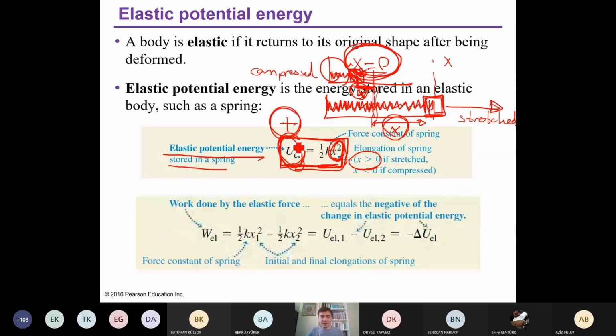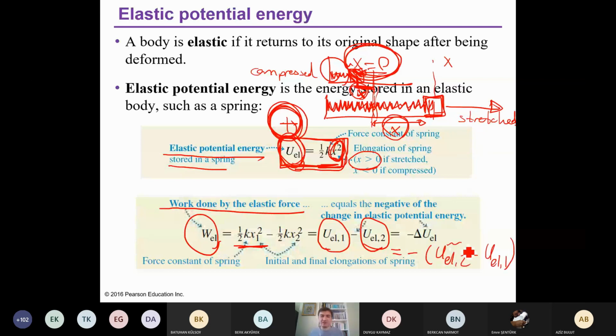So then work done by the elastic force can be written in this form, 1/2 kx1 square minus 1/2 kx2 square. So this is the initial elastic potential energy, and this is the final elastic potential energy. And I can write this as minus delta U elastic. Why? Because it is written like this, okay? This is the delta U elastic, the change in the elastic potential energy.